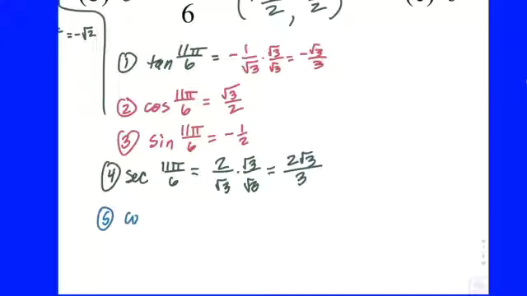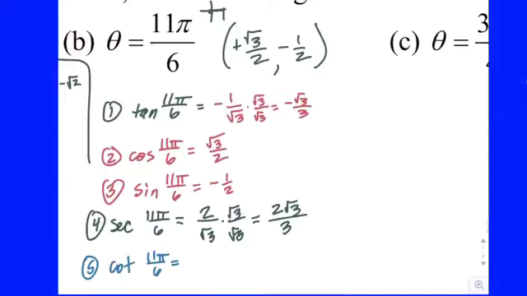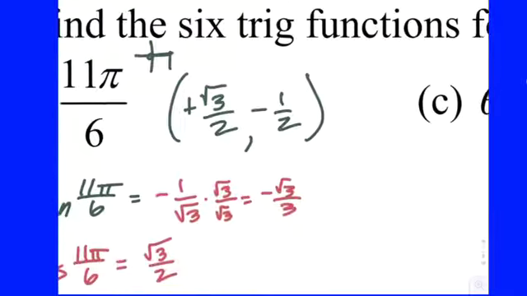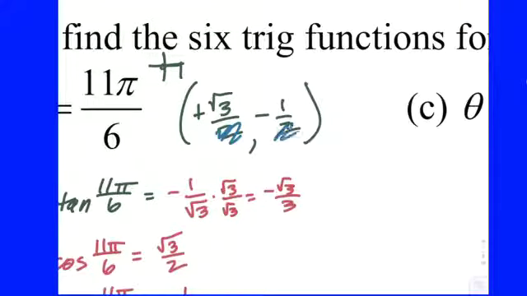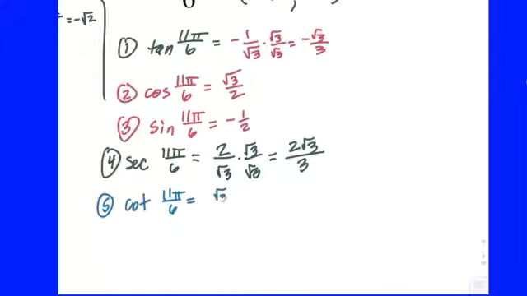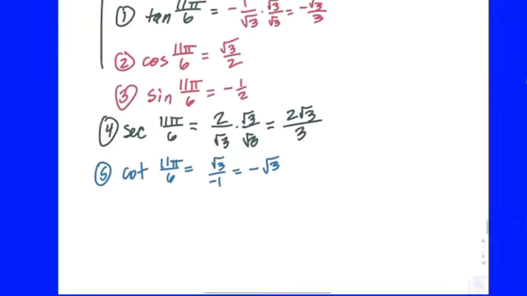All right. How about cotangent? Cotangent of 11 pi 6. We don't have to worry about the denominators, so forget about the twos. It's x over y. So it's square root of 3 over negative 1, which is just negative square root of 3. Booyah. Yep, sorry, it's boring. I know, right? So easy.